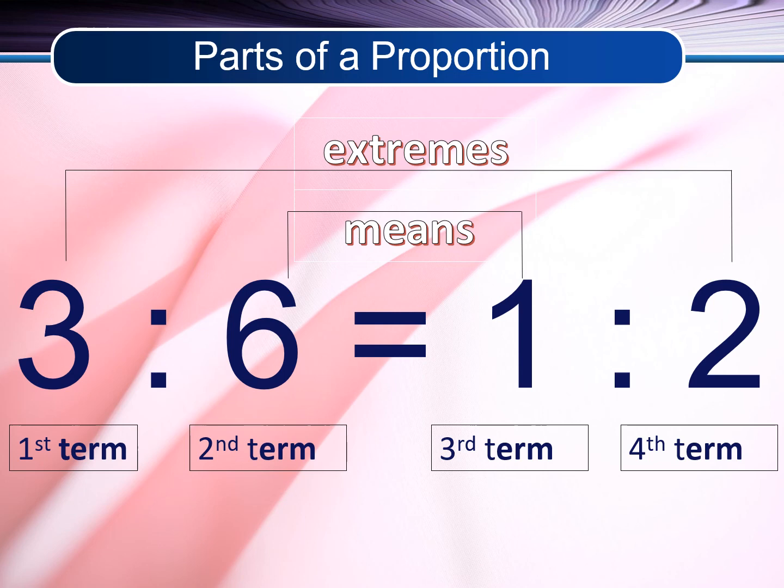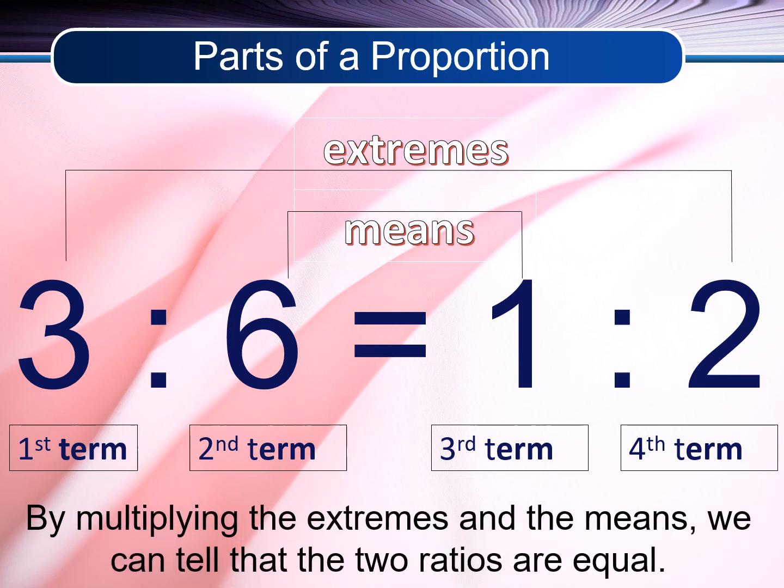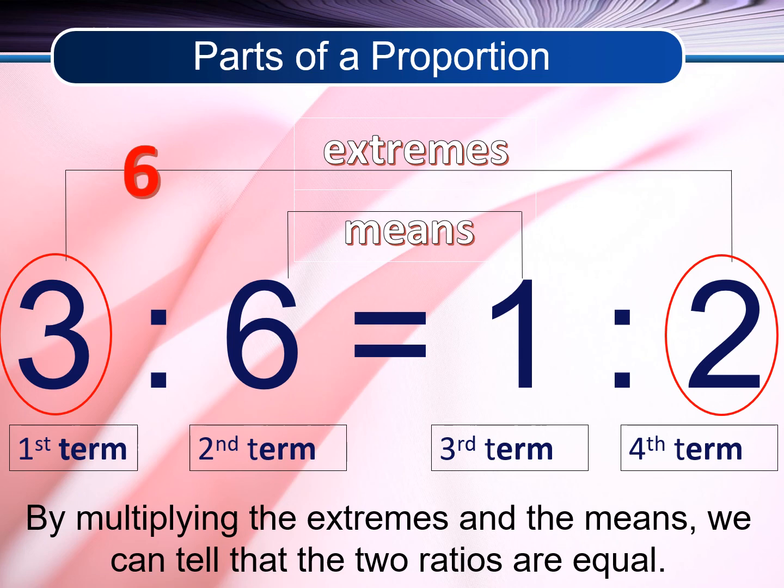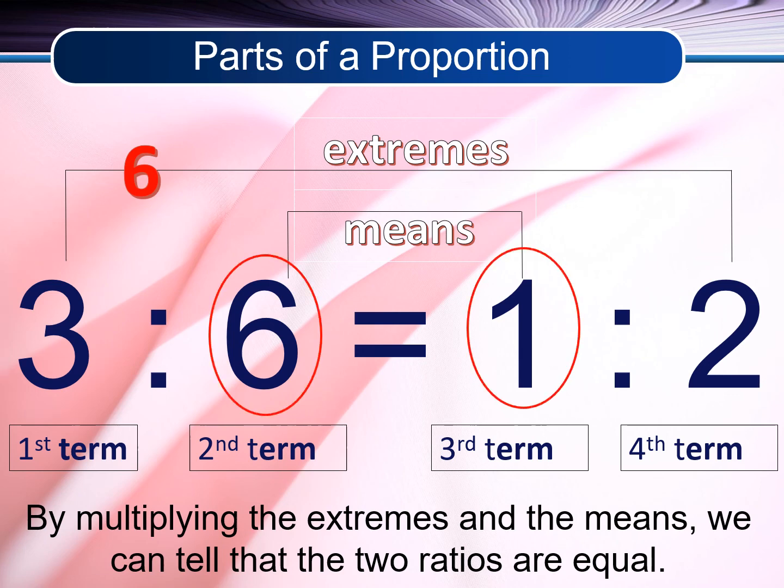By multiplying the extremes and the means, we can tell that the two ratios are equal. So if we multiply 3 and 2, we will get 6. Multiplying 6 and 1, we also get 6. So the product of the extremes and the means are really equal. So they are called a proportion.